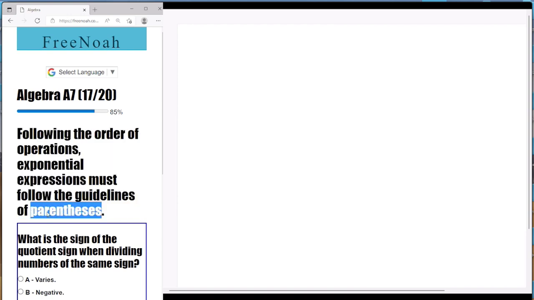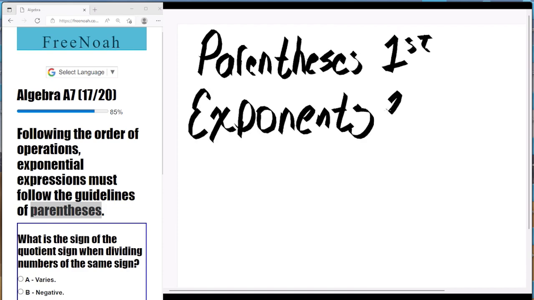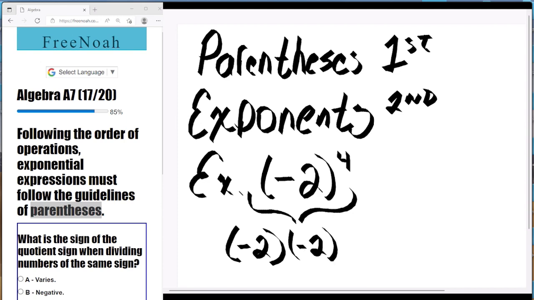So, you still need to stay true to the order of operations, regardless of the signs here, right? So, let's write parentheses first, exponent second. For example, within the parentheses, we have a base of -2, okay? And it's going to be powered to the fourth. So what this implies is -2 times -2 times -2 times -2.